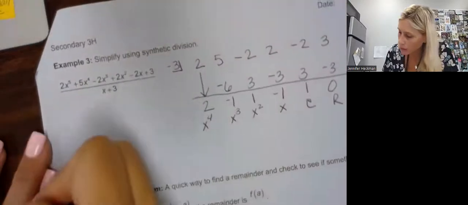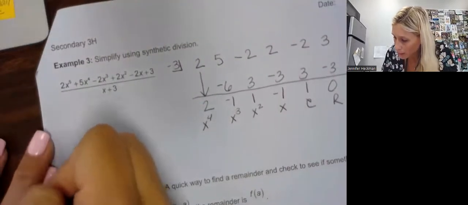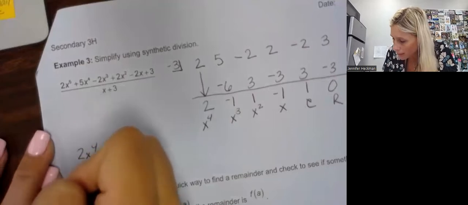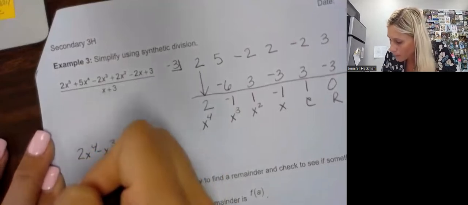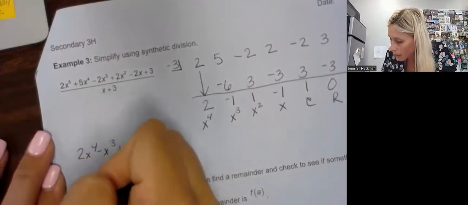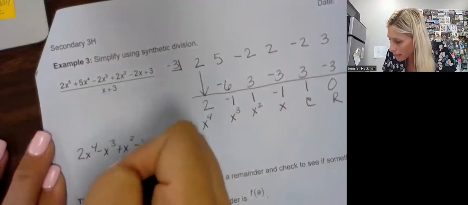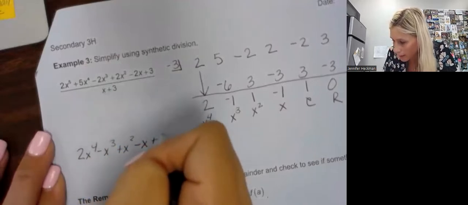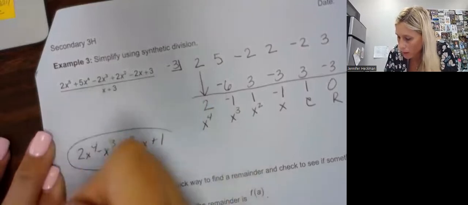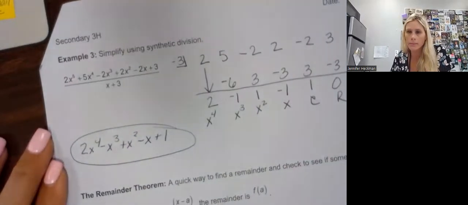So our final answer is 2x to the fourth minus x cubed plus x squared minus x plus 1. And there's no remainder. So that is our answer.